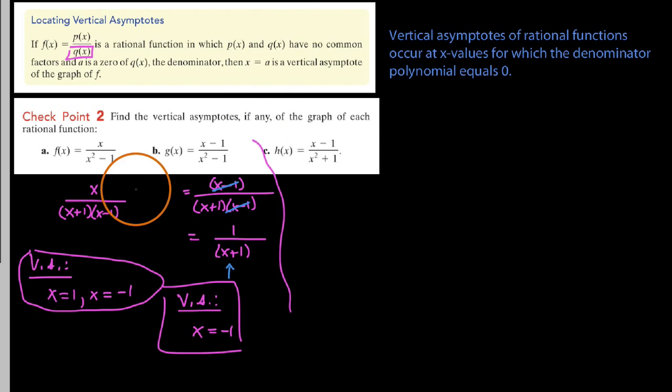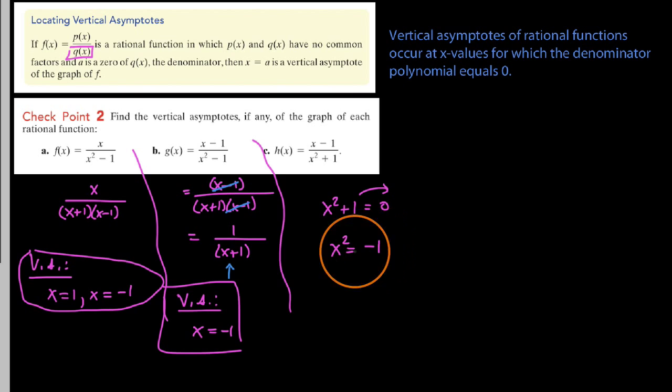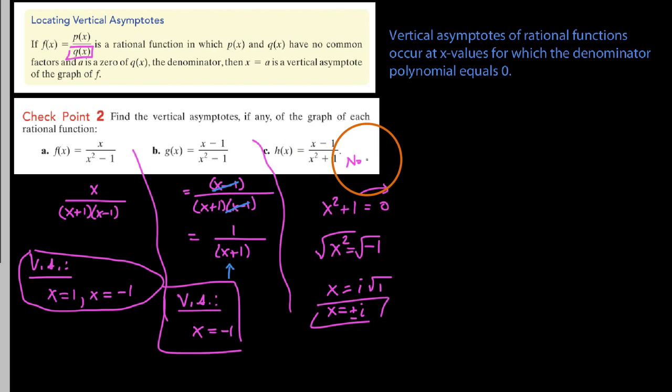Now on part C here, take a look at this. We say the bottom doesn't factor. It just doesn't factor at all. So if that doesn't factor, we can still try to find where it equals 0. So set it equal to 0. Let's go solve this. And what I notice is that I'm going to get a negative on the right side, which means that I get imaginary results. In other words, I get i plus or minus i times square root of positive 1, which is just plus or minus i. The whole point here being this. We would say that this has no vertical asymptotes, but it has no vertical asymptotes only because the denominator doesn't have any real zeros, so no vertical asymptotes.